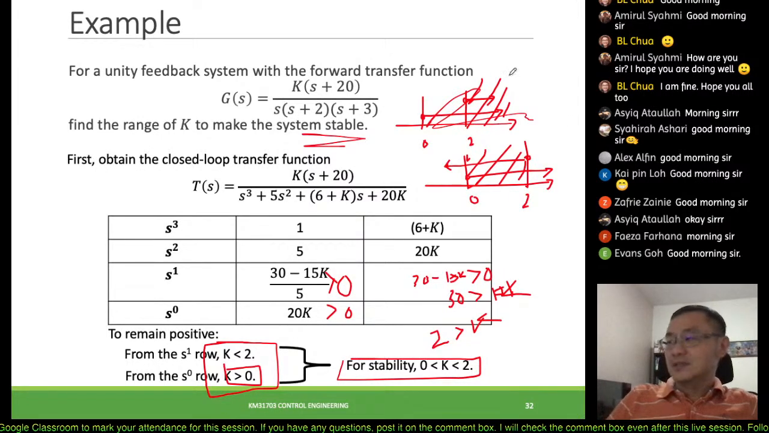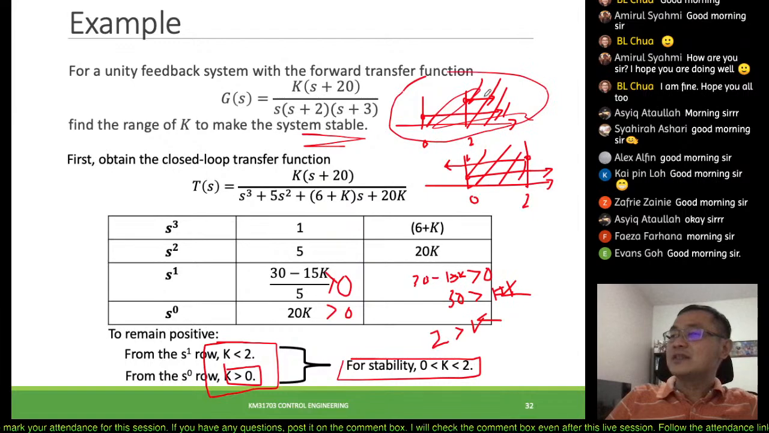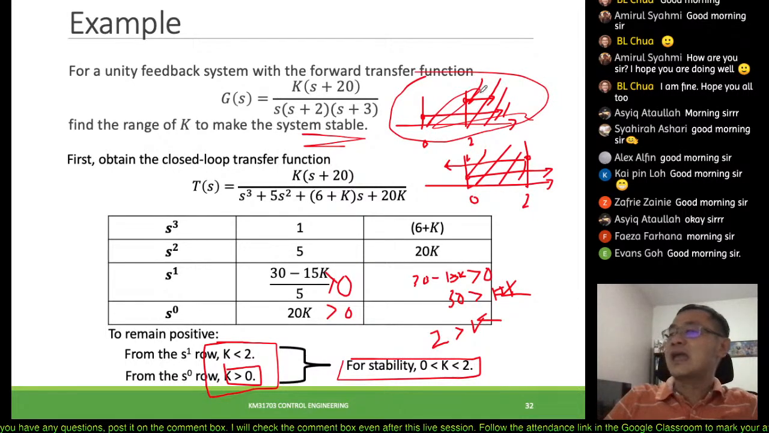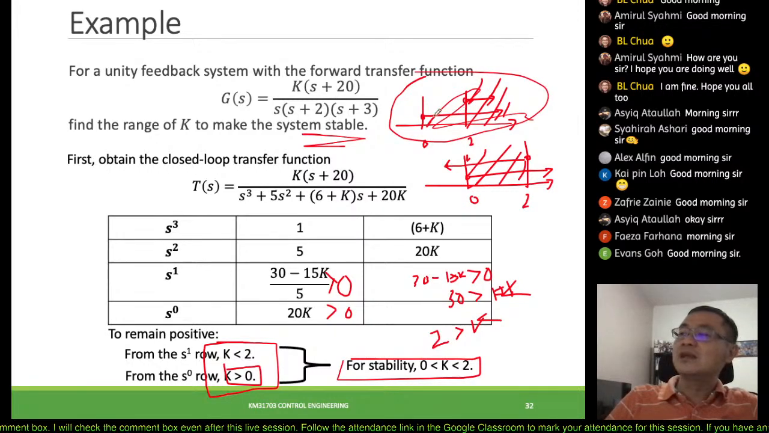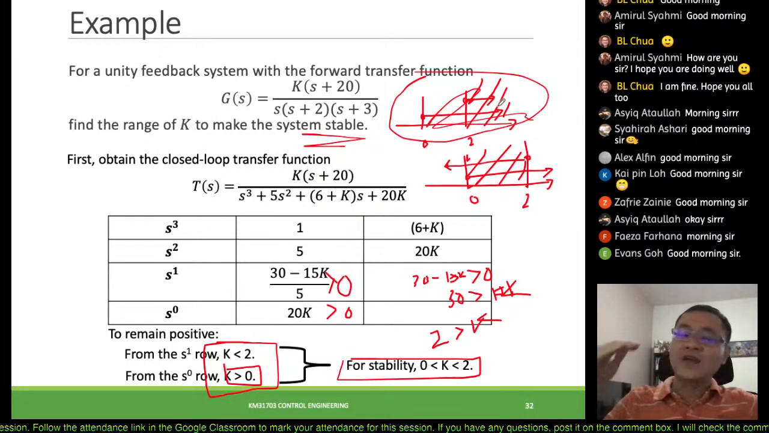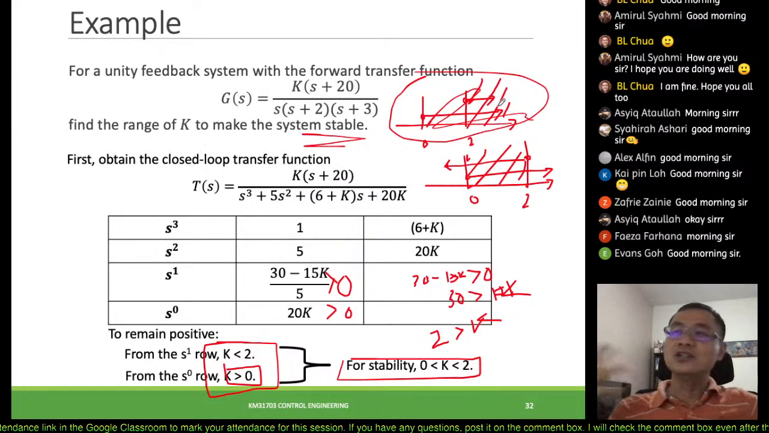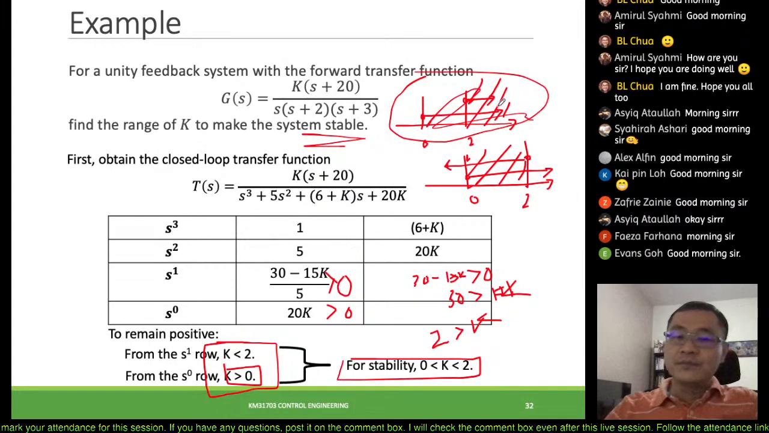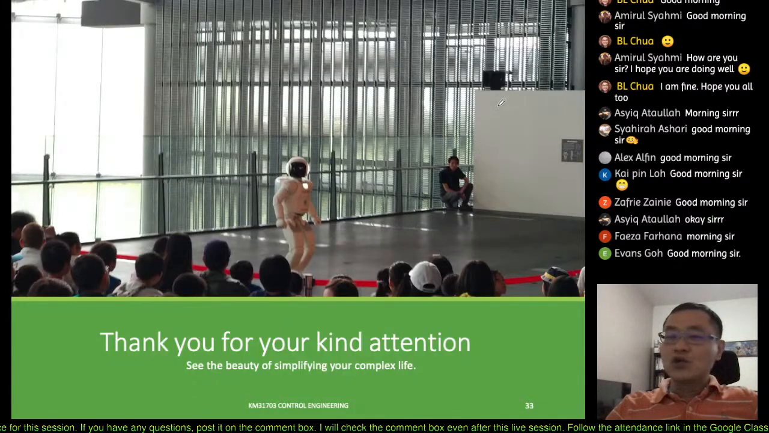Sometimes you may get this type of system, meaning your K value must be greater than 2. Even though you have two criteria, the 0 is not applicable because you must satisfy all the conditions for the system to be stable, right? So that concludes the lessons for today.